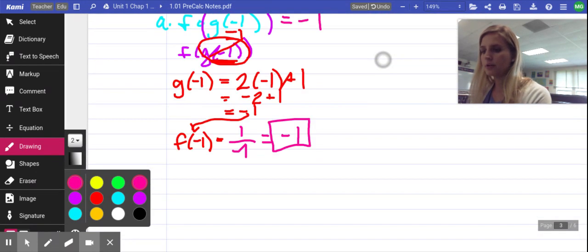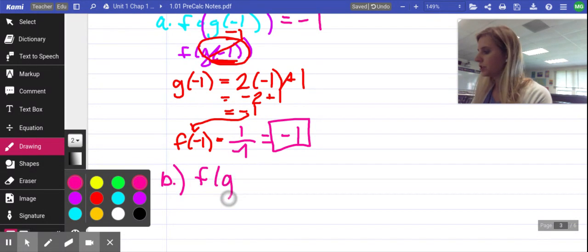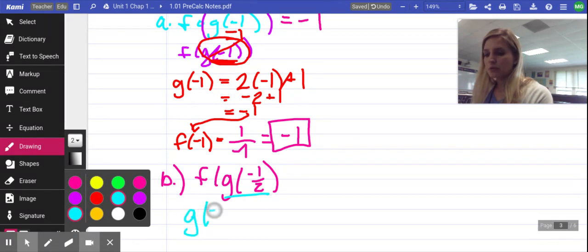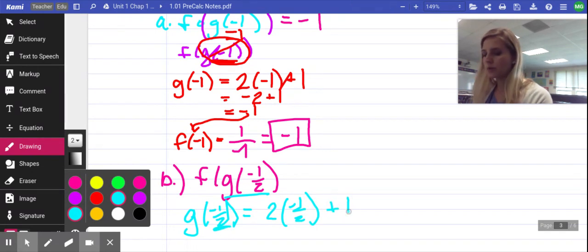Let's try another one. So let's find f of g of negative 1/2. At this point, after seeing that, you might be starting to feel like you could try it on your own. Pause the video, try it on your own. Okay, so first you should have found g of negative 1/2. You always want to work inside out. And find g of x, which is 2x plus 1. So I'm going to take out the x and replace it with negative 1/2, plus 1.